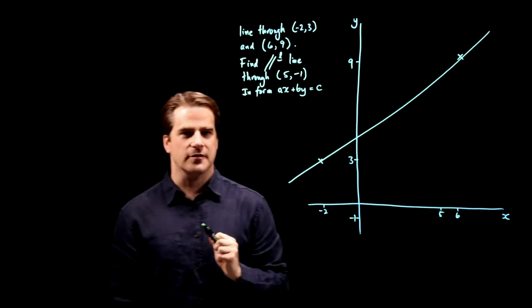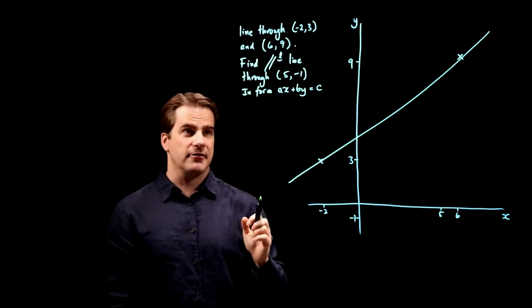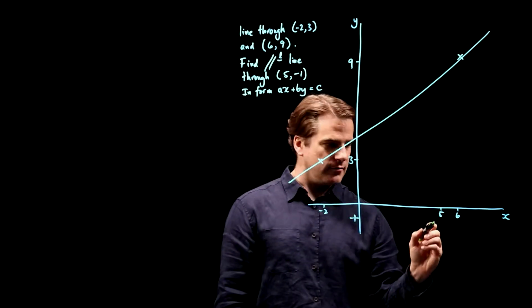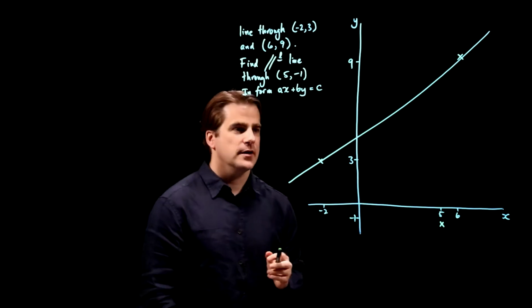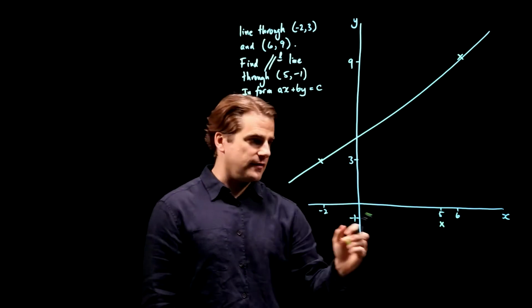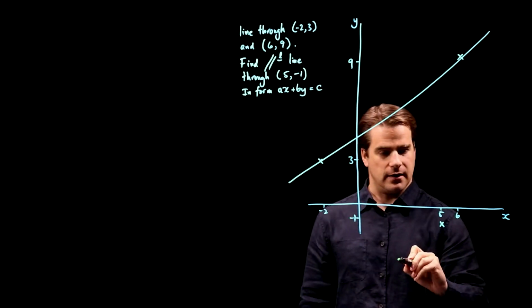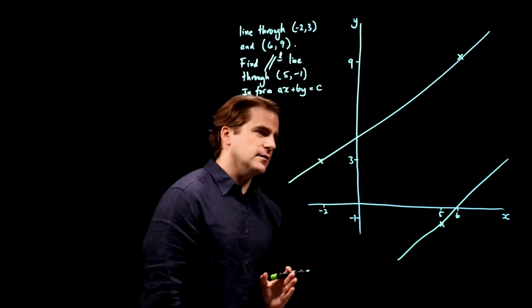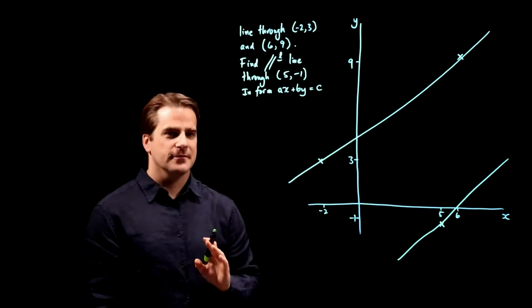Okay, I missed the point, but it's close enough. And we have to find the line that's parallel to that goes through the point 5, -1. The 5, -1 is there. Now, if we're looking for a line that's parallel to this that goes to that point, it's going to look something like that. They're meant to be parallel, okay?